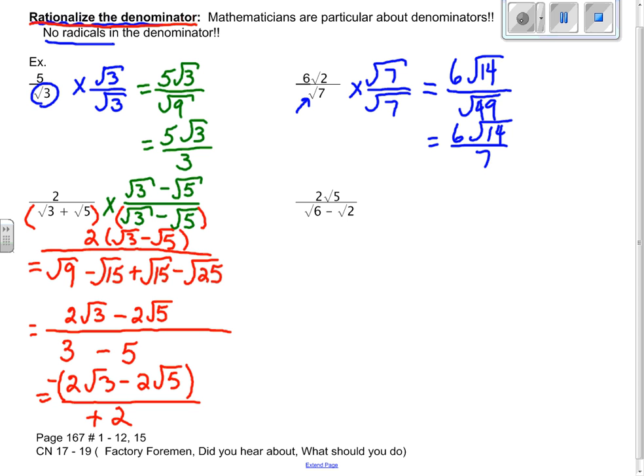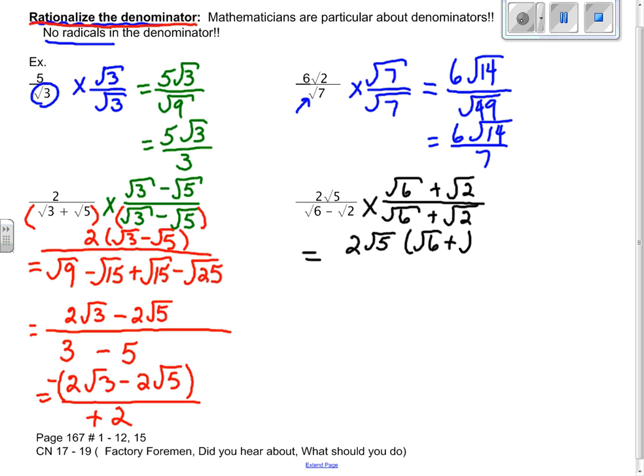Last, 2 root 5 over root 6 minus root 2. I am multiplying by the conjugate, which is the opposite: root 6 add root 2, and root 6 add root 2. That will allow me to do FOIL on the bottom and get rid of the radicals. On the top, it's 2 root 5 times root 6 plus root 2. I'll use the distributive law on that in a moment. On the bottom, I am FOILing. Root 6 times root 6 is root 36, or whole number 6.